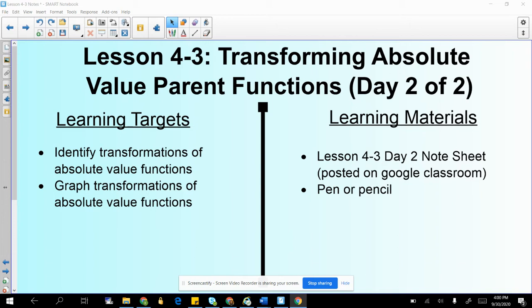We are going to continue to talk about transformations of absolute value functions. So today you will need the lesson 4.3 day 2 note sheet, which I posted on Google Classroom, and you'll also want a pen or a pencil. And today we are going to identify transformations just like last time, but some different transformations this time. And then we're also going to graph those.